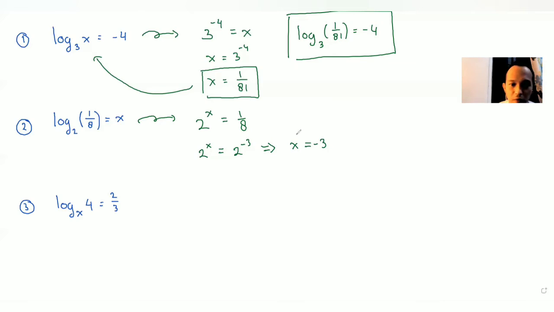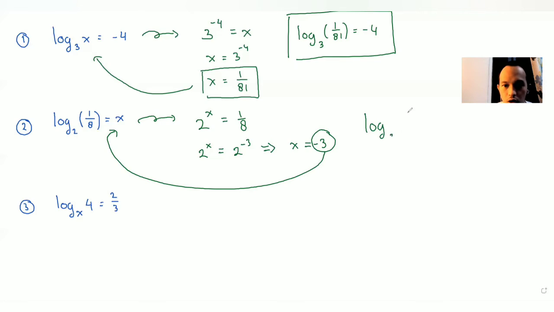So in the end, if I put this answer back, I have the complete statement that log to the base 2 of 1/8 equals -3, because 2 to the power of -3 will be equal to this. So you can find the x by transforming the logarithm into an exponential. That's the key point.